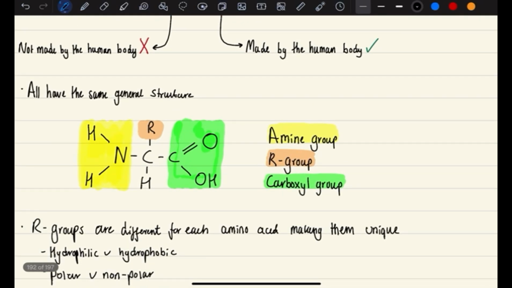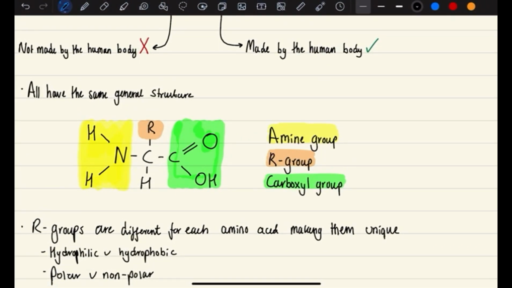Cool. All of your amino acids have this general structure where you have an amine group, an R group, and a carboxyl group all around a central carbon atom. You need to be really confident with being able to draw this diagram. If they ask you to draw a specific amino acid, more times they will give you what the R group is, and you just have to add that.